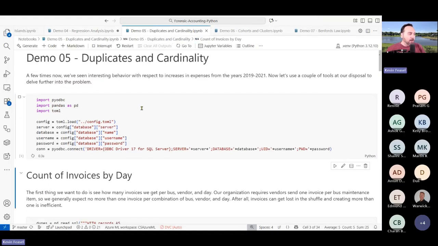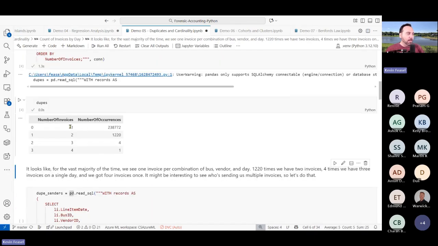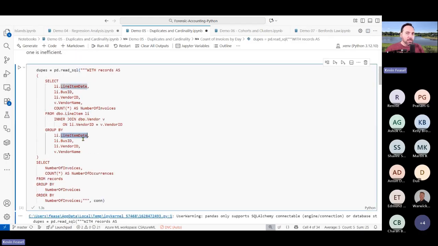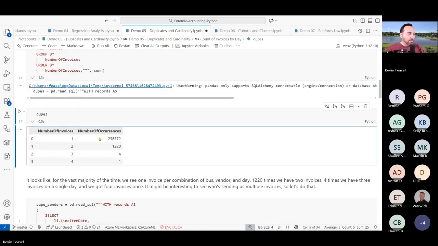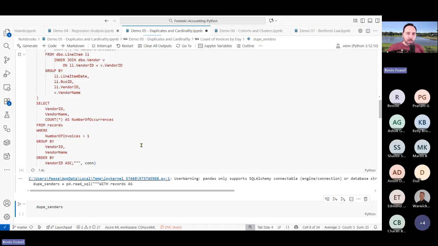All right, bring in our data, look at invoices by day. And we have one invoice on a given day. Now this is per line item date, so per day, per bus, per vendor. Vast majority of the time we have one invoice for a bus. Sometimes we have two invoices. 3 instances we had at 4 instances we had 3 invoices. One time we had 4 invoices on the same day. So most of the time you have one invoice per bus per vendor for whatever date.